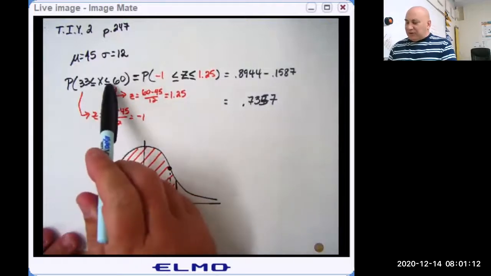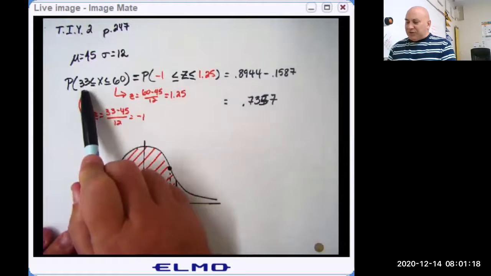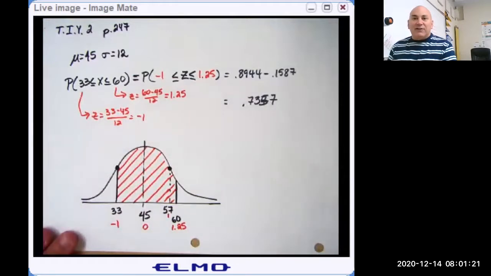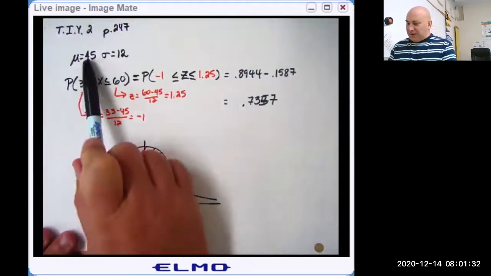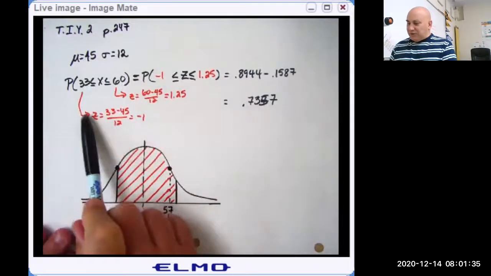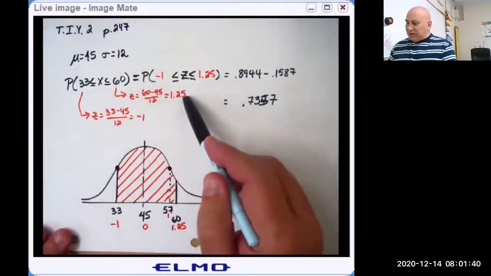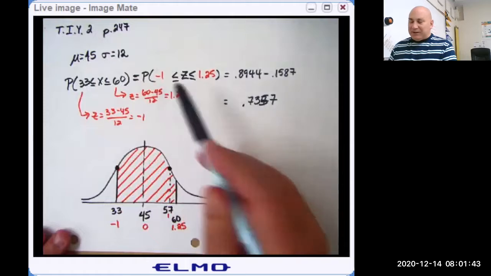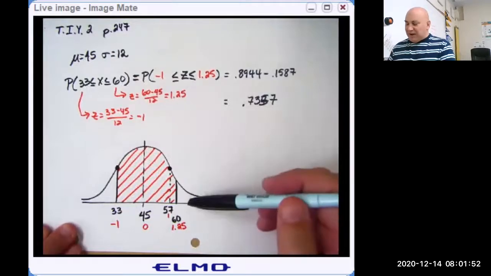So if X is between two numbers, then Z has to be between two numbers. So I have to convert both 33 and 60 to Z-scores. The formula for a Z-score is your value minus the mean, divided by the standard dev. So there's my value, here's my mean, here's my standard dev. 33 is one standard dev below the mean. 60 is 1.25 standard devs above the mean. So I want to know the probability that Z is between -1 and positive 1.25.